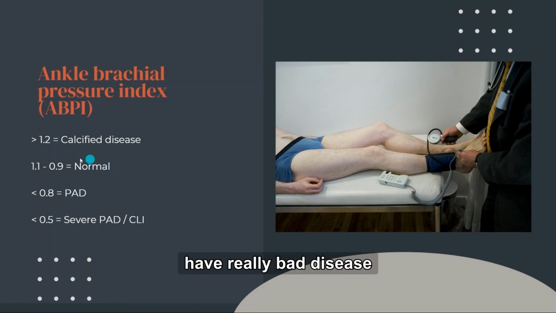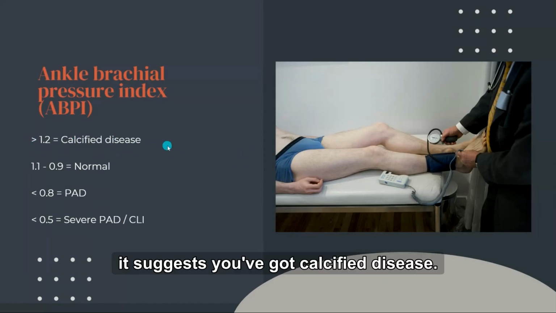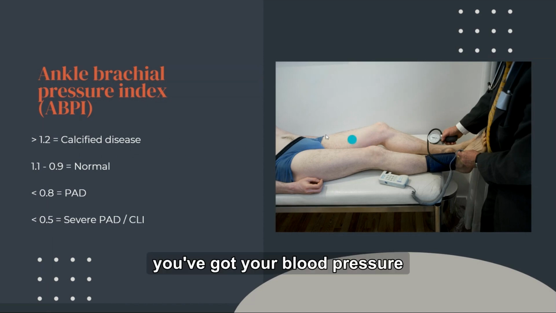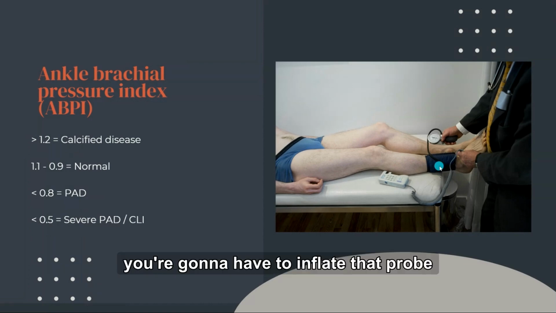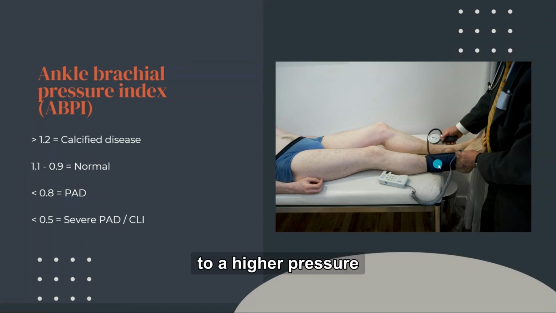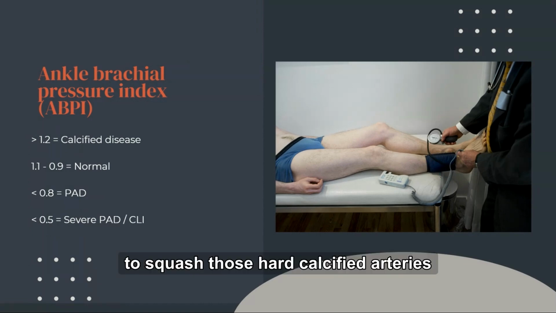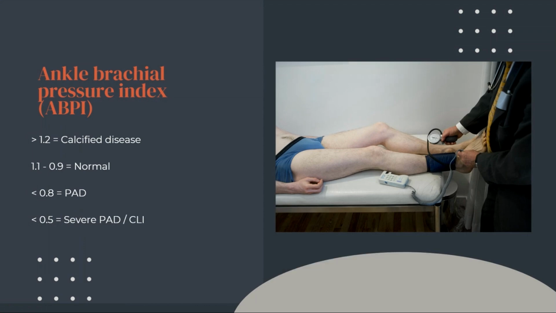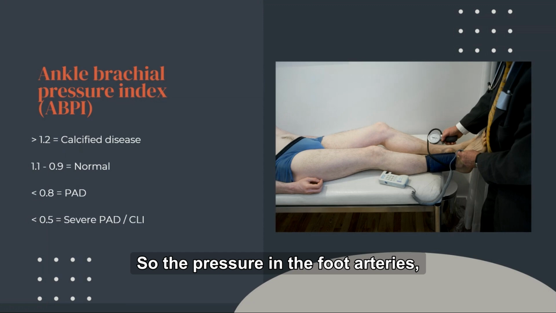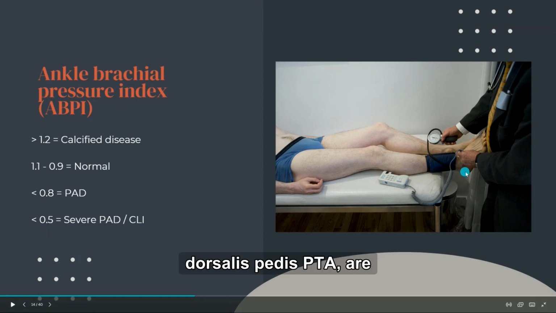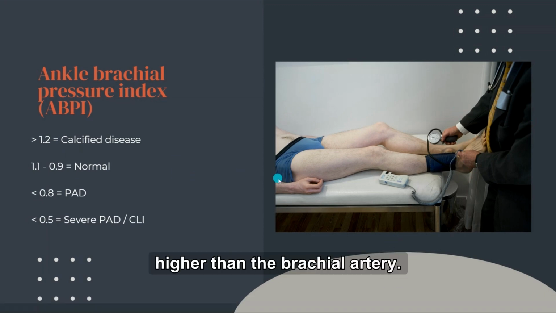Interestingly, you can have really bad disease and have a higher ratio. If it's more than 1.2, it suggests you've got calcified disease. What that means is you've got your blood pressure at your brachial artery, and then you're doing it down here. But because these vessels are really calcified, you're going to have to inflate the cuff to a higher pressure to squash those hard calcified arteries and stop the flow. So the pressure in the foot arteries, dorsalis pedis and PTA, is higher than the brachial artery.